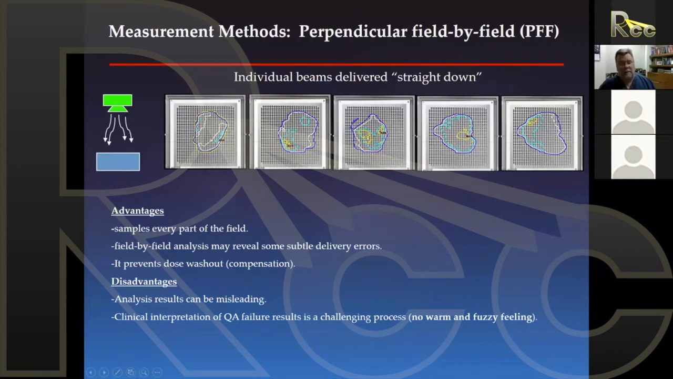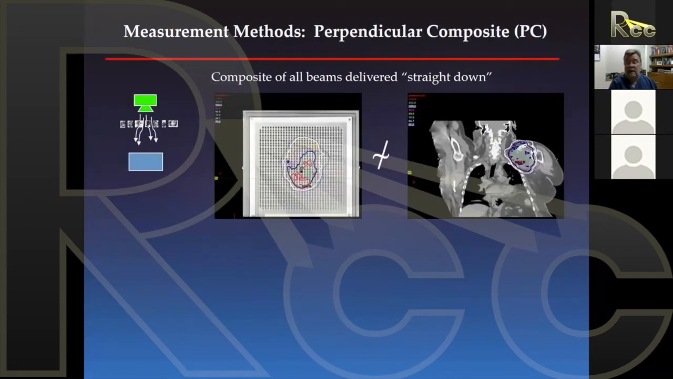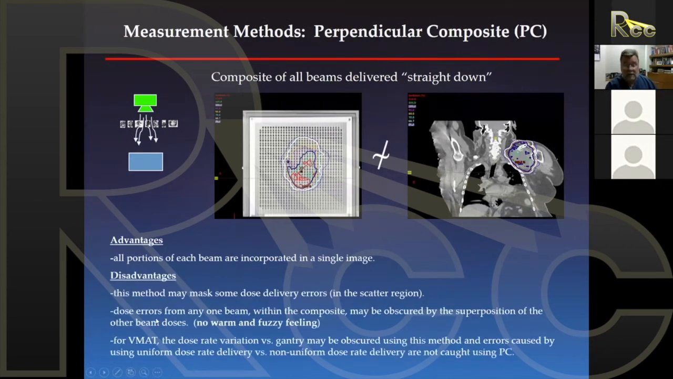And then there's the simplest of all, the composite of all of them delivered straight down. Here, they don't look anything alike. This one doesn't look like this one at all. The advantage is that all portions of the beams are incorporated in a single image, but the disadvantage is it can mask errors in certain areas, certainly in the scatter region. Dose errors from one beam within the composite may be obscured by the superposition of the others. And for VMAT, you lose things like dose rate variation versus gantry. Non-uniform dose rate issues are obscured. We are not necessarily testing all the things that we need to.